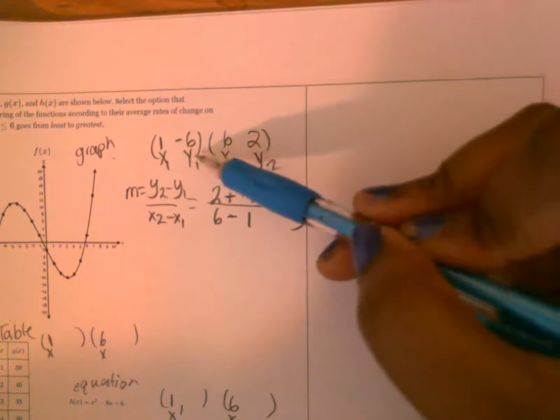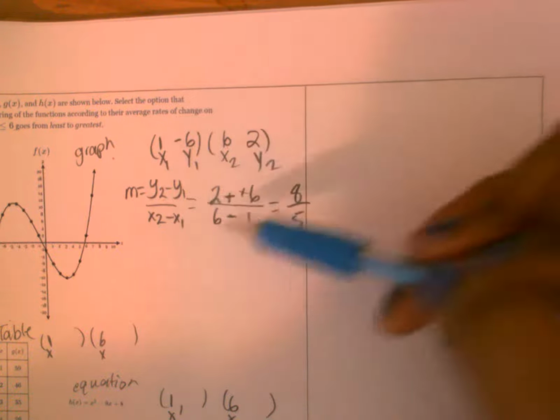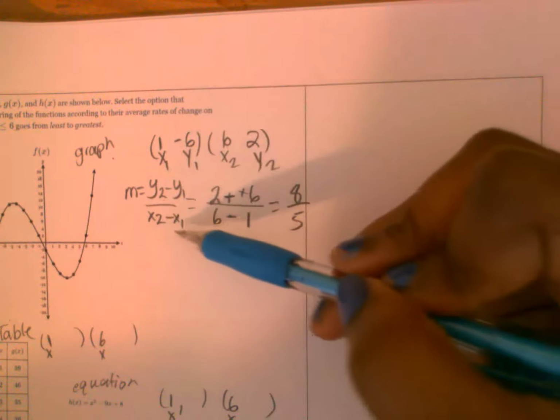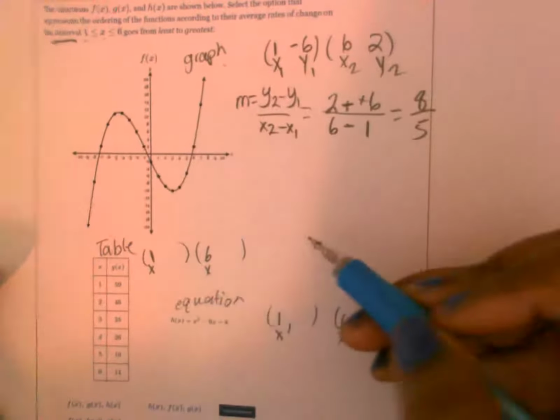Then we got negative, what I put, negative 6, that's right. And then 6 minus 1. Okay, good. So this is that one. All right, so let's do the next one.